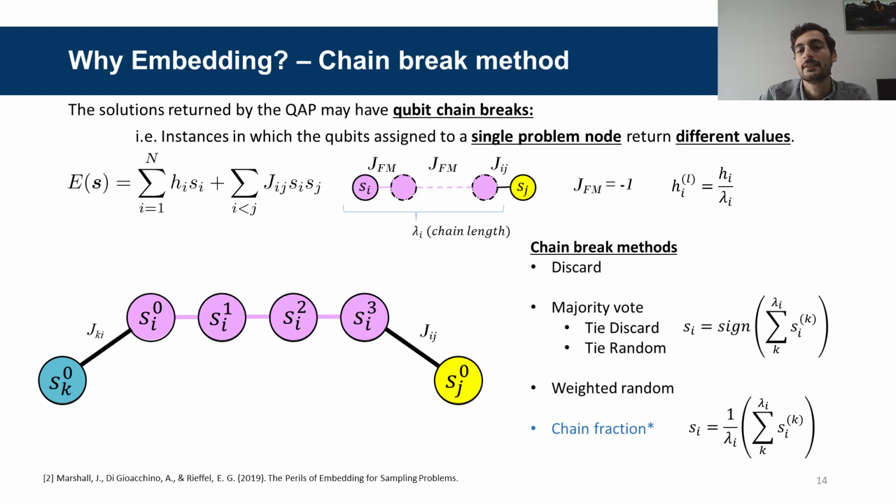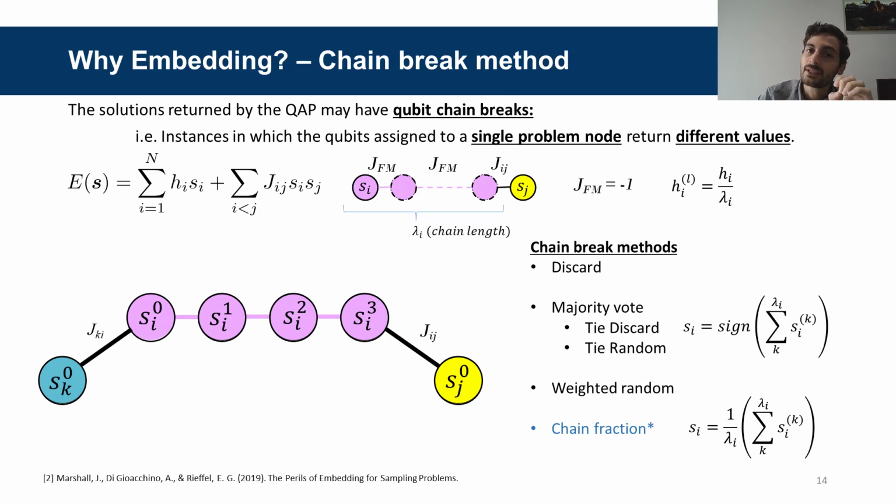Select the majority. If there's a tie, you could either discard it or do it at random. Or you could do it completely random on the values that you get from the qubits. Just pick a random qubit from the chain and use that value. We have a very small contribution here, which is tied directly to our QAML application, and is that we can actually use the fraction itself as a result value.